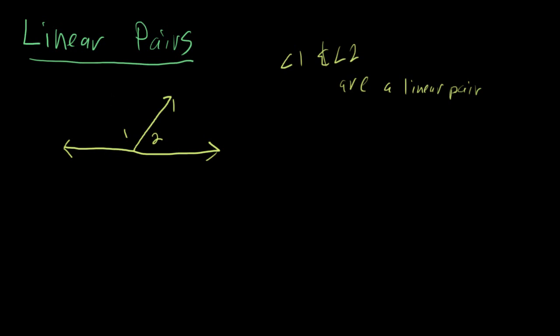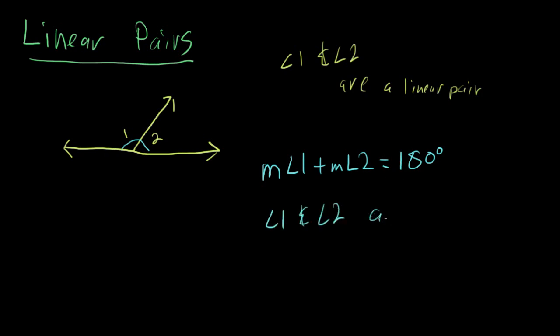Okay? Now, it should be obvious that since they're a linear pair, they make a straight line. We know a straight line is 180 degrees. So we can further say that the measure of angle 1 plus the measure of angle 2 is 180 degrees. Or we can say that angle 1 and angle 2 are supplementary. There you go. Now you know about vertical angles and linear pairs.